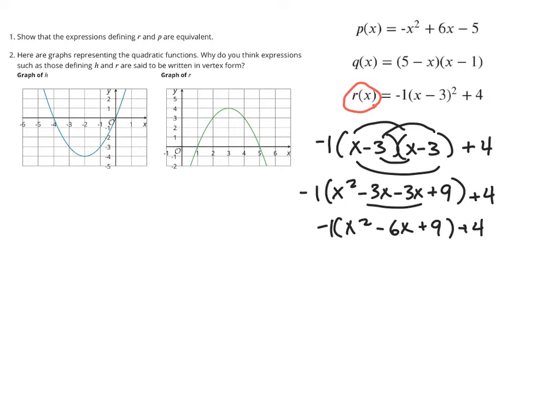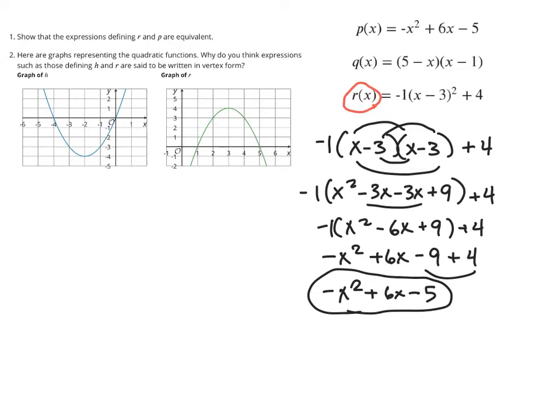Distribute that negative 1: negative x squared plus 6x minus 9 plus 4. If I combine like terms again, those are my like terms, I get minus 5. So there are expressions r and p, and they are equivalent. Cool. All right, now here are graphs representing the quadratic functions.